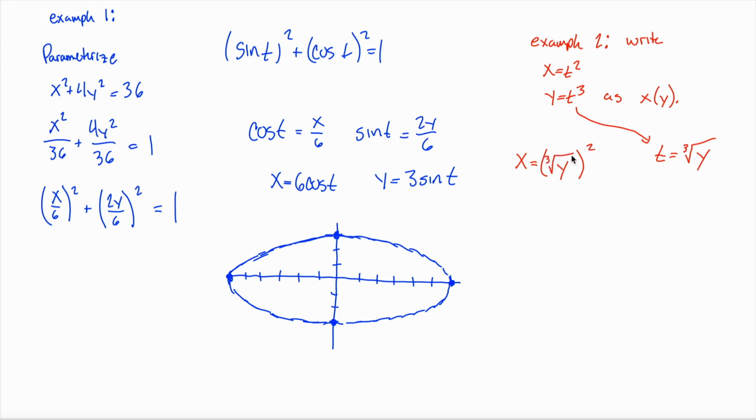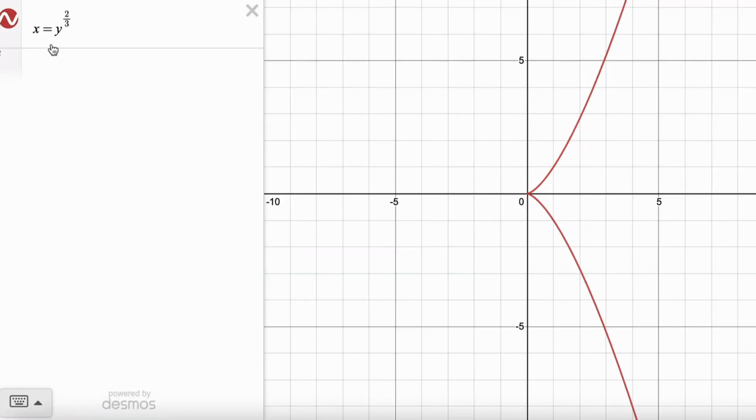If you're really good with switching radical form to exponent notation, we could say that x is equal to y raised to the 2/3 power. If you're wondering what this graph would look like, what it looks like to keep track of all the x and y values so that x is equal to y raised to the 2/3 power, all we have to do is pull out a graphing system, and we see that x equals y to the 2/3 looks like this.